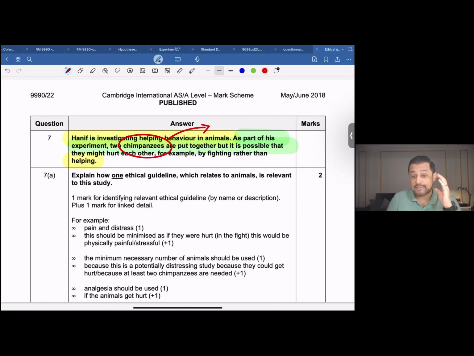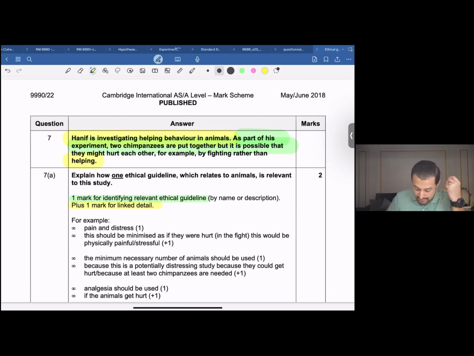So Hanif is investigating helping behavior in animals. As part of his experiment, two chimpanzees are put together, but it is possible that they might hurt each other, for example, by fighting rather than helping. Explain how one ethical guideline which relates to animals is relevant to this study. So it's again a 2-mark question. You are required to explain. You get the first mark for identifying a relevant ethical guideline, and you get the second mark by linking it to the situation in front of you.